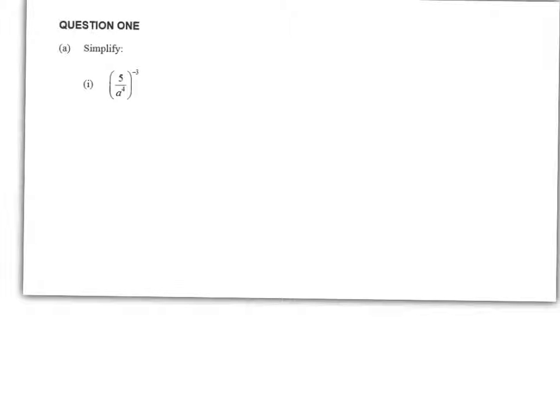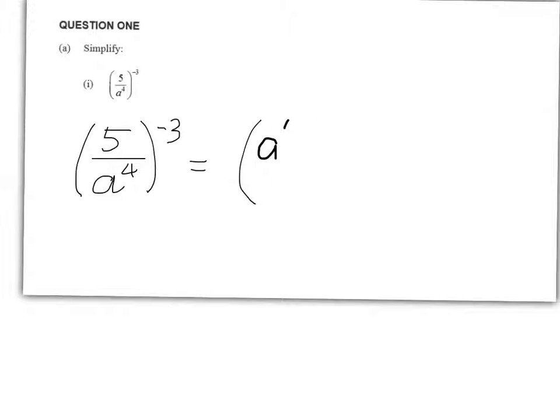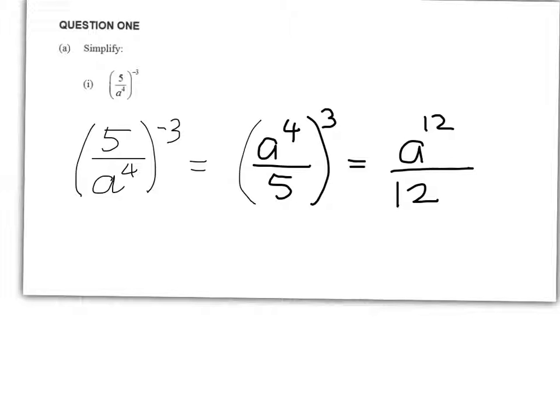Alright, so there's a pretty heavy emphasis, as you know from class, on simplifying. So the first simplifying question, this is an achieved one, we've got (5/8)^4 to the negative 3. So when I see that negative exponent, that tells me to take the reciprocal of what's inside. So it's (8/5)^3... 8 to the power of 4 over 5 to the power of 3, which is equal to a to the power of 12 over 125.